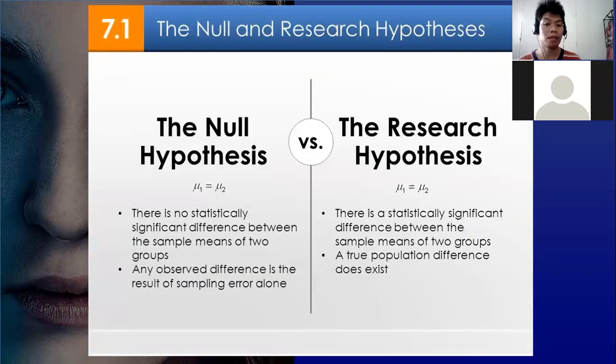We also have null hypothesis. Sa null hypothesis, there's no statistically significant difference between the sample means of two groups. Ito namang null hypothesis, negative yung implication niya. So meaning, yung hypothesis sa study ninyo, it's not true. No significant difference, no significant relationship. Ganun yung null hypothesis. Ito naman the research hypothesis, it's the opposite of null hypothesis, meaning there's significant relationship or significant difference doon sa study.